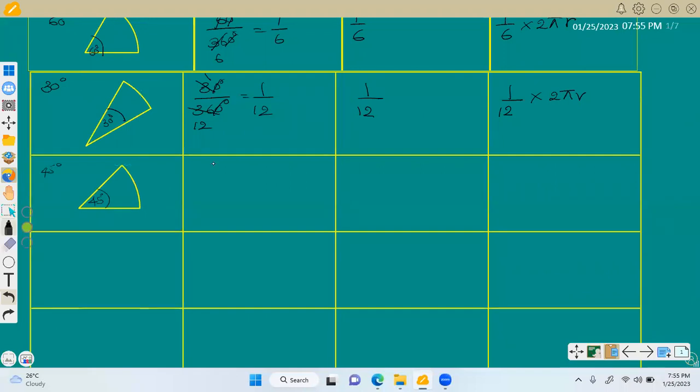When the angle at the center is 45 degrees, then 45 degrees upon 360 is equal to, so if we divide this by 9, 45 divided by 9 is 5, 360 divided by 9 is 40. Then if we divide again by 5, it is 1, 40 divided by 5 is 8. So the answer is 1 upon 8. That means the simplified fraction is 1 upon 8. Then it is 1 upon 8 times 2πr.